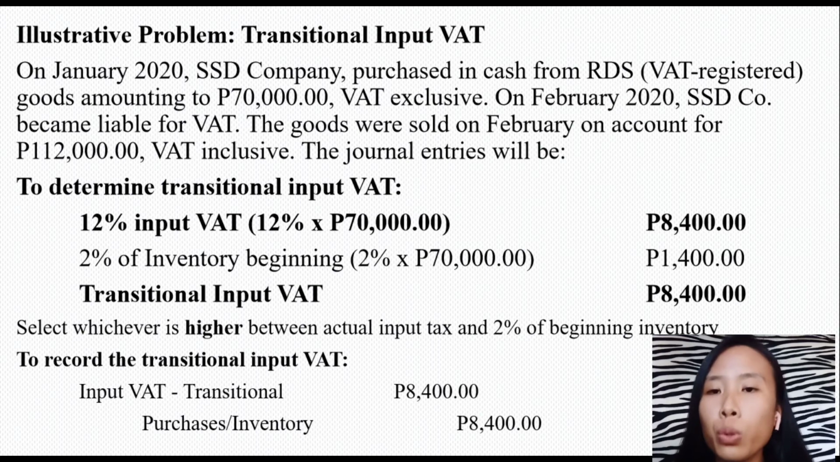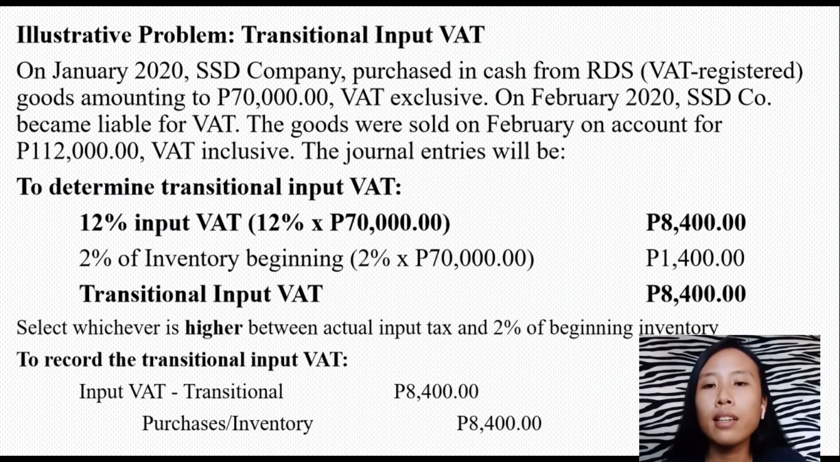So input VAT is 12% multiplied by 70,000, that's 8,400. And then 2% of the beginning inventory, which is 2% multiplied by 70,000, that's 1,400. Whichever is higher between the 12% input VAT or the 2% of the beginning inventory cost? In this case, the actual input tax is higher, which is 8,400. So that will be our transitional input VAT.